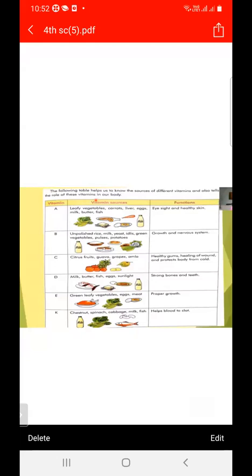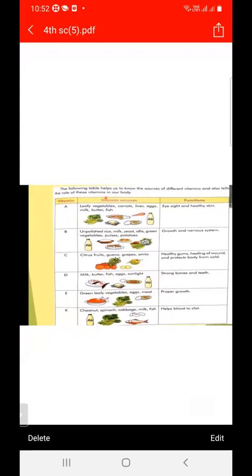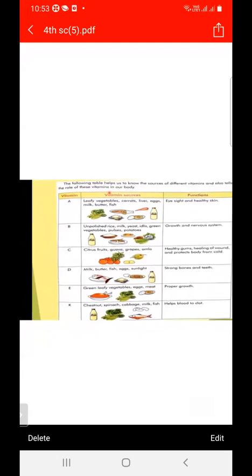And what are the functions of these vitamins? Vitamin A: eyesight and healthy skin. And vitamin B: repair, growth, and the nervous system. And vitamin C keeps our gums healthy, and it also protects from the cold.